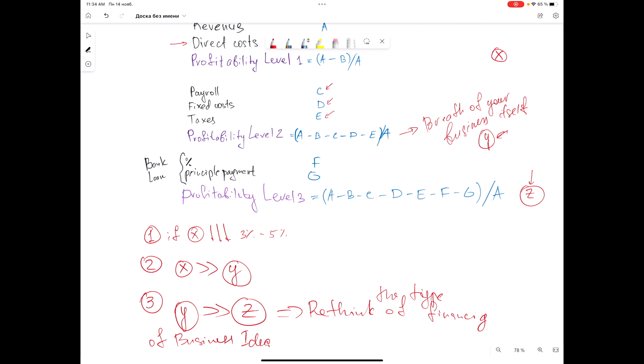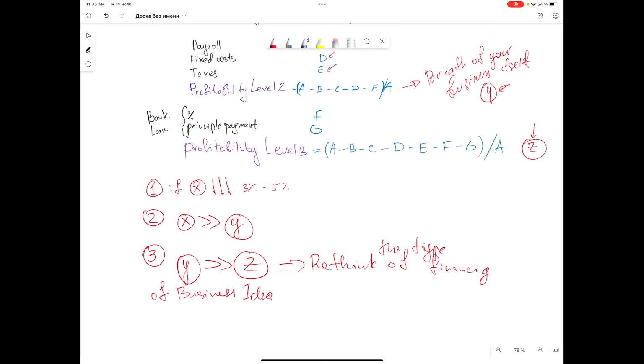So the first way is to wait a little bit to accumulate more money from your pocket to start the business using only your own money, your own financing. So this is the first way. The second way is to, for example, try to find a business partner who will take less than you pay to the bank for the bank loan, for interest payments, for principal payments. You have to rethink the way you're going into the business.